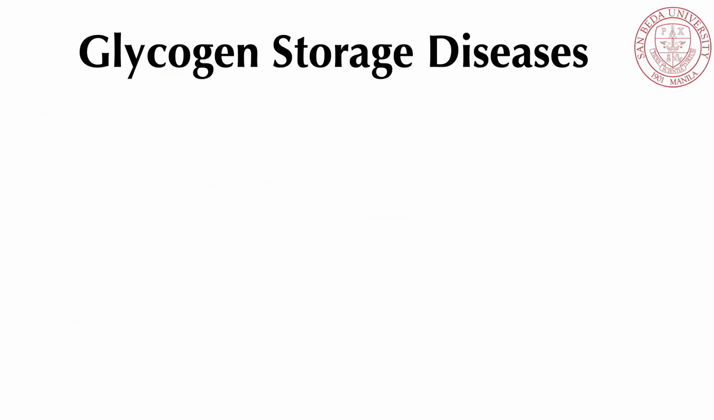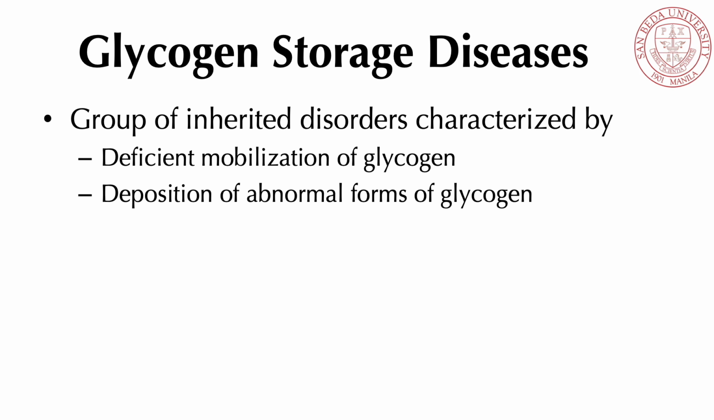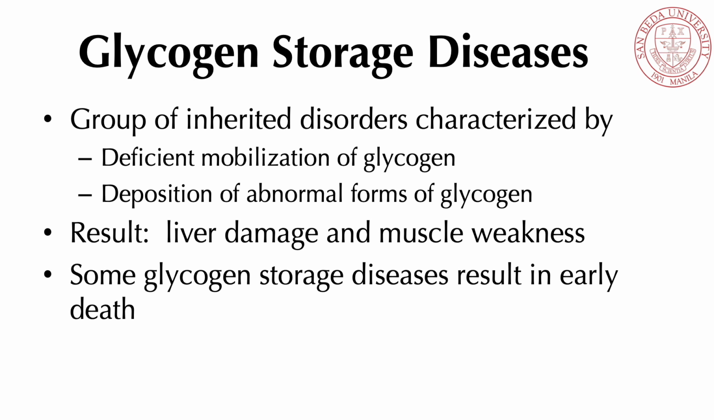Now, I'll just be breezing through glycogen storage diseases. I'll leave this topic for you to read on your own. So basically, glycogen storage diseases are a group of inherited disorders characterized by deficient mobilization of glycogen. Now, this often leads to deposition of abnormal forms of glycogen. Glycogen storage diseases generally result in liver damage and muscle weakness, with some even resulting in early death. The resulting organ damage is frequently due to deposition of abnormal forms of glycogen in those organs.